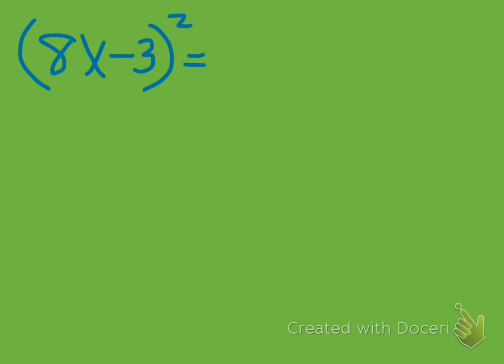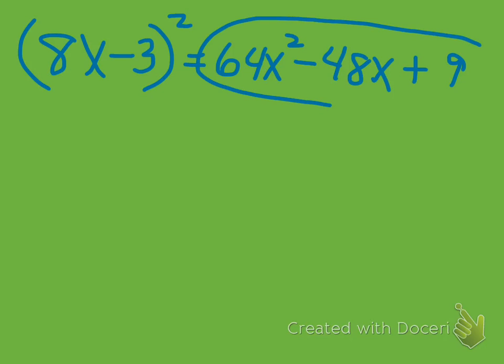You're going to have 64x squared minus, hold on, you double it, right? No, you multiply the 8 and 3, so 24x. And then you double the 24. So it would be 48x. Plus 9. Very good.